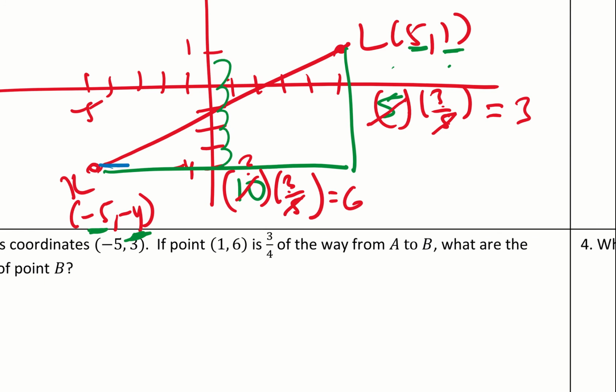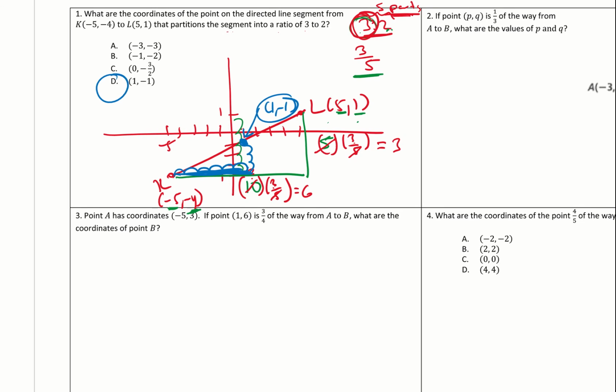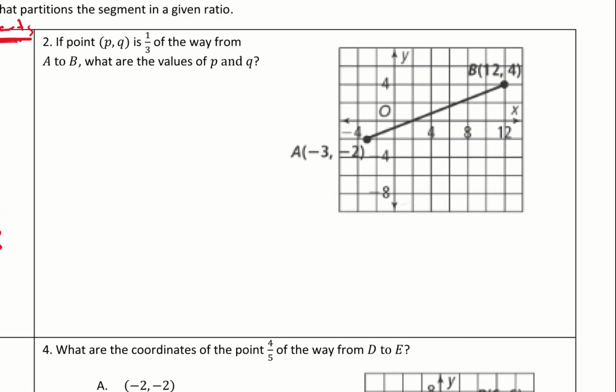You're going to go 6 from K and then 3 in the y. So 1, 2, 3, 4, 5, 6, and then 3 in the y: 1, 2, 3. So you're over here. And the coordinate for that is 1, -1. And there you go. And that's how you partition it in that ratio. Okay, so let's do another practice.